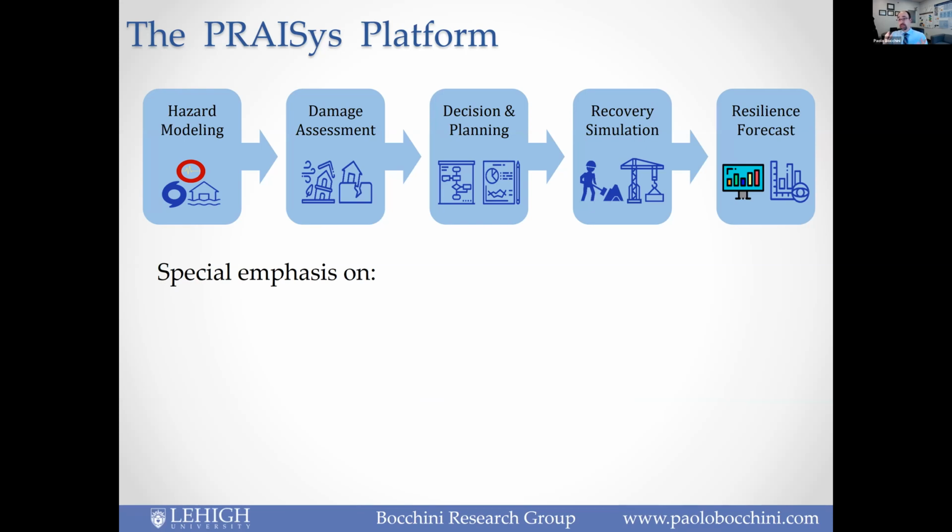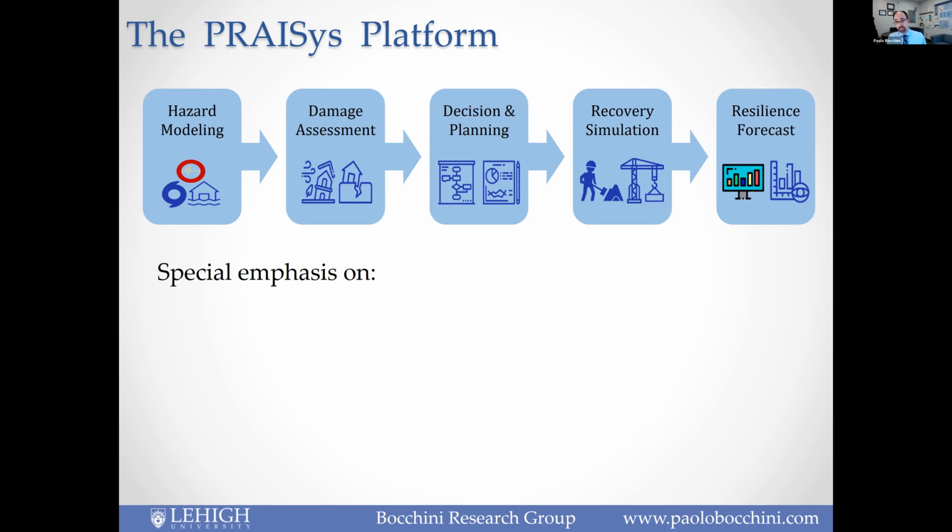The PRAISys platform that we used as a sort of hub where we tried to make a good part of our research converge includes 5 modules: the hazard modeling, the damage assessment, the decision and planning simulation. So we try to predict how the humans will react and try to plan for recovery after the disaster. And then the recovery simulation, which may lead to results that are very different from the initial plan. We'll take into account the initial plan, but then we'll develop a more realistic outcome. And finally, resilience forecast, assessment of some metrics.